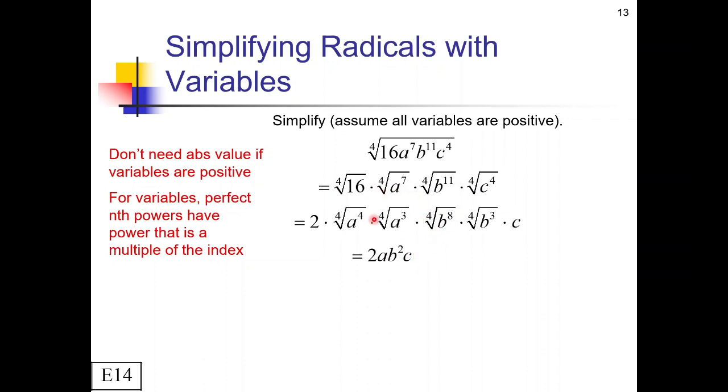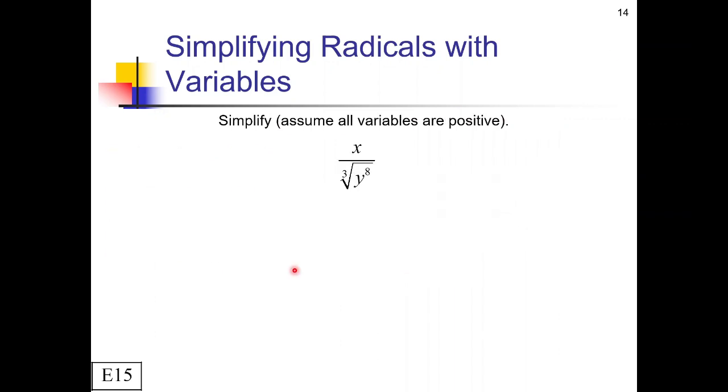So we have the fourth root of a cubed and b cubed moving in together. And that is fully simplified. So we'll do one more of these deals with variables. This one we have a radical in the denominator, so we know what that means. We can't let that stand.